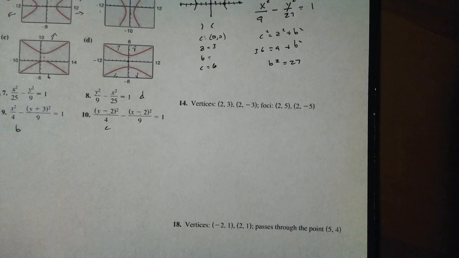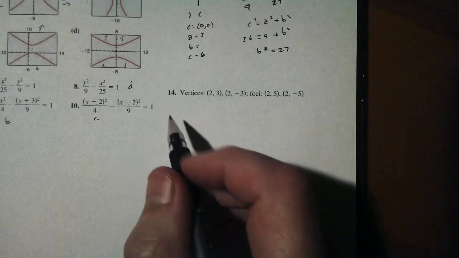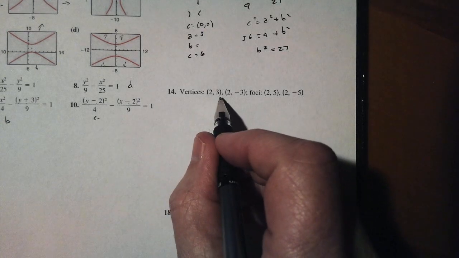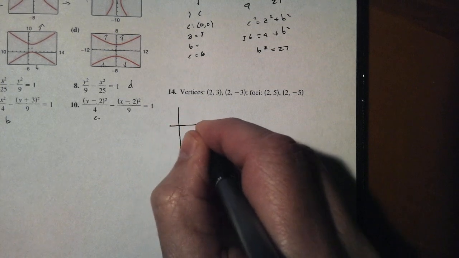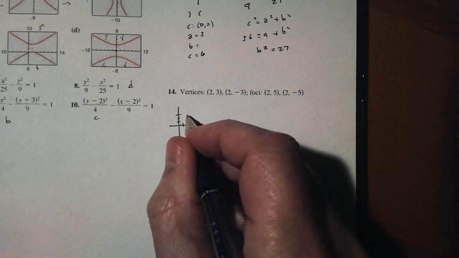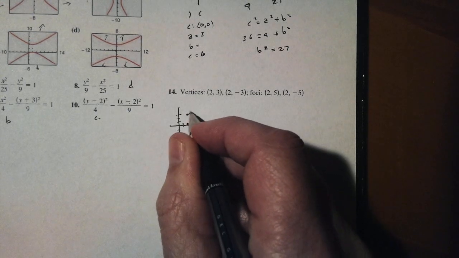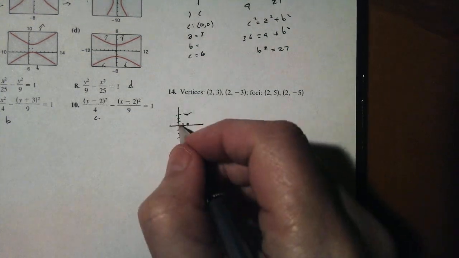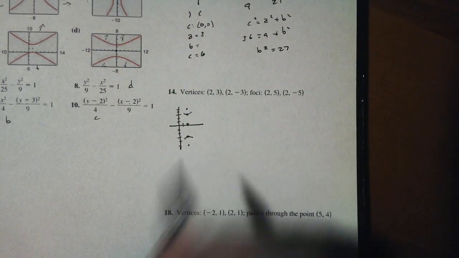Okay, 14, very, very similar, probably a good time to try one. A little bit more going on with it, but feel free to pause this and try it. I'm going to graph this carefully, right and up, right and down. Let's see, right 2, up 1, 2, 3, there's a vertex, down 1, 2, 3, there's a vertex, here's the center, it must look like this. It wraps around the foci. The foci are at 2, 5, and 2, negative 5.